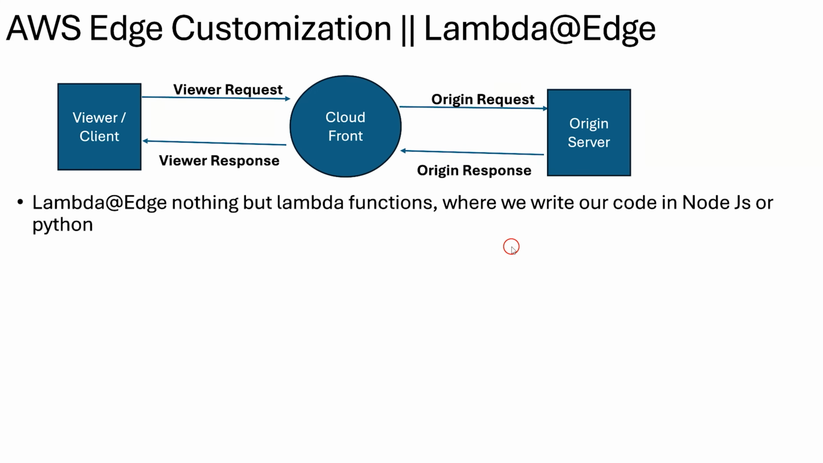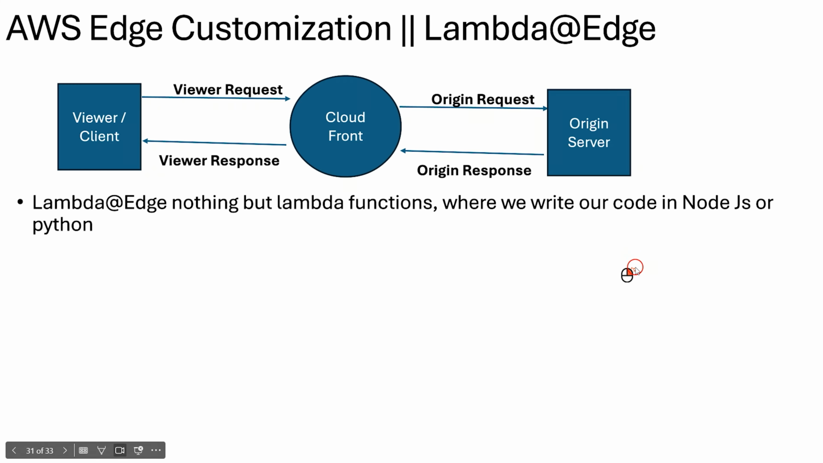Now we look at the features here. Lambda at Edge is nothing but Lambda functions. Previously that was a plain JavaScript function which resides in CloudFront itself. But Lambda at Edge is a Lambda function, which is a separate AWS service, so CloudFront has to call this Lambda function. Here we write our code in Node.js or Python. Definitely the language support is better than with CloudFront functions, which only support vanilla JavaScript.